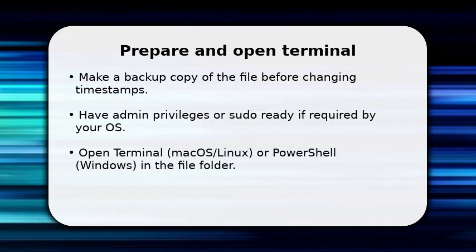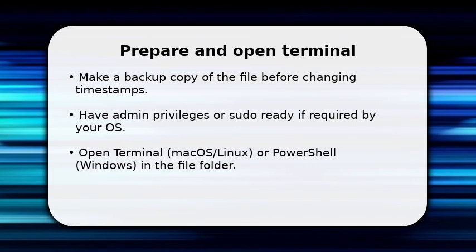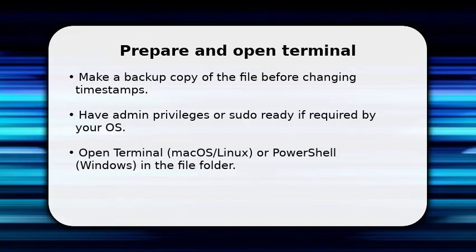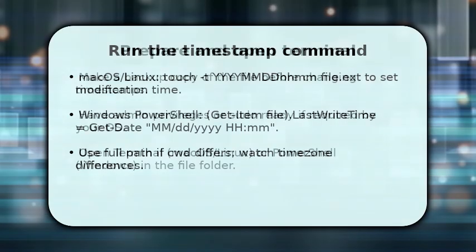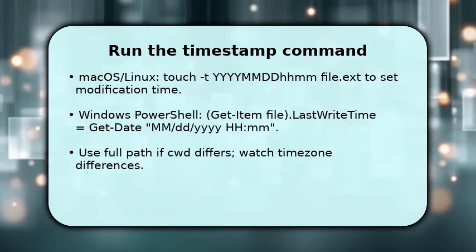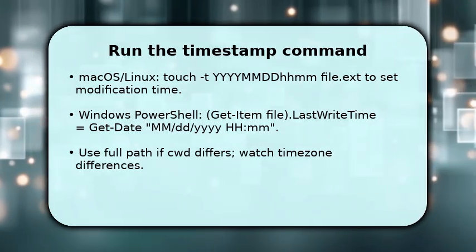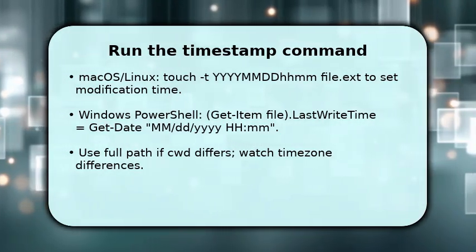Check the current timestamps with ls -l or Get-Item to record original values before you change anything, so you know what you altered and why. Now you execute the command to set the new date. For macOS and Linux, use touch -t YYYYMMDDhhmm file.ext to set the modification time quickly. That format is year, month, day, and time without separators.